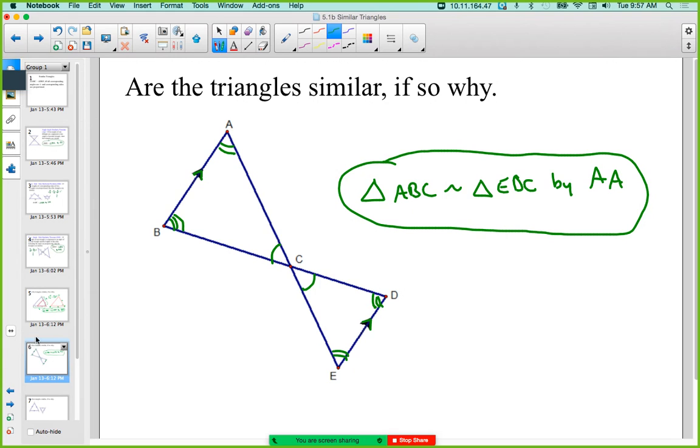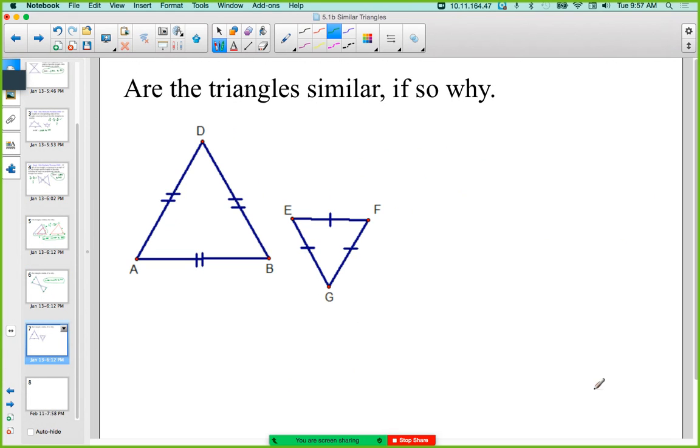All right, last one. Are the triangles similar? If so, why? All right, this is one where we actually have enough information to say these are similar any way we want. Okay, but I'm going to focus just on the sides.